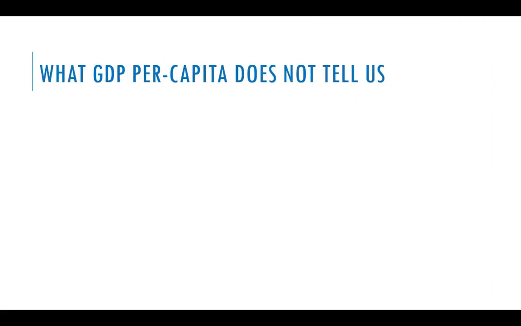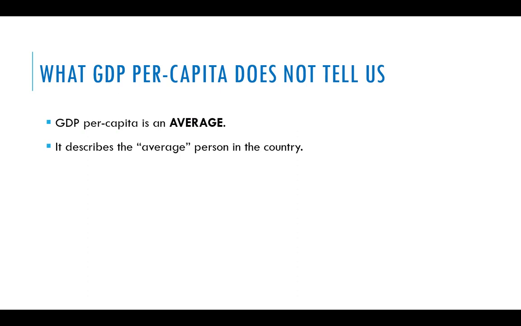It's important to understand that GDP per capita is useful, but it doesn't tell us everything. We have got to remember that GDP per capita is an average, right? All we did is take all the production, the dollar value of the final goods and services, and divide it by population. That just gives us an average. On average, this is the dollar value of production per person. So we're really just describing the average person in the country. And it's a good proxy, as I said, of average income.